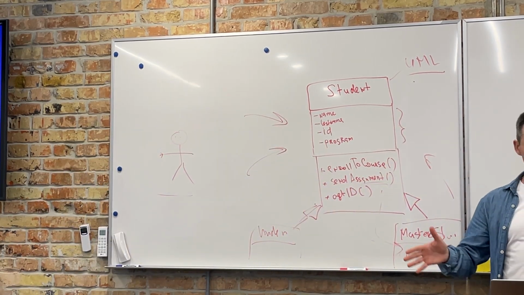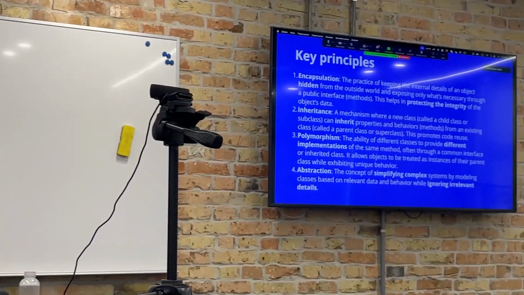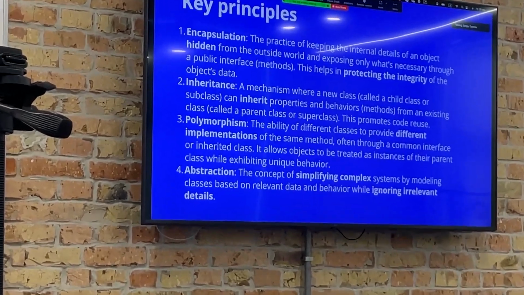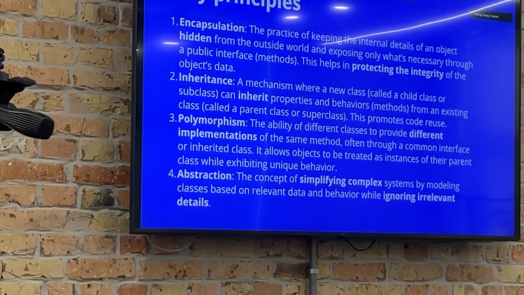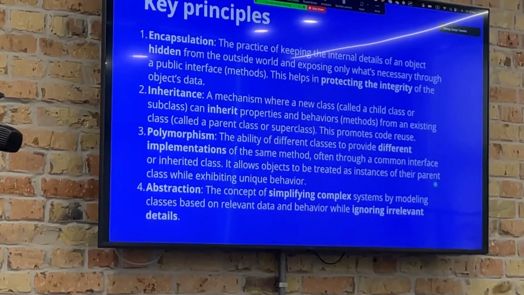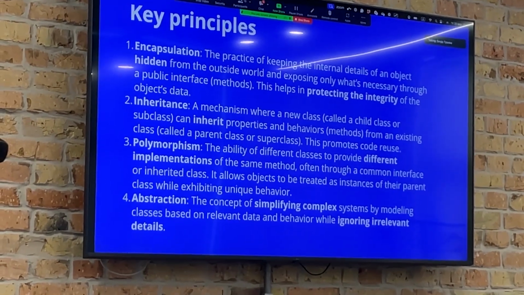So abstraction is the concept of simplifying a complex system by modeling classes based on relevant data and behavior while ignoring irrelevant details. Ignoring irrelevant details. Okay, this is a bit of philosophy. You have ethics, a kind of philosophy course, so welcome to this philosophy thinking.